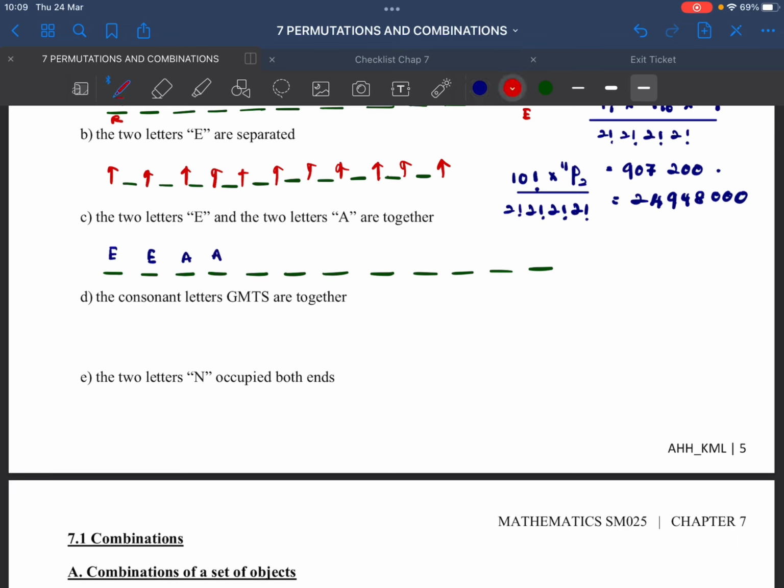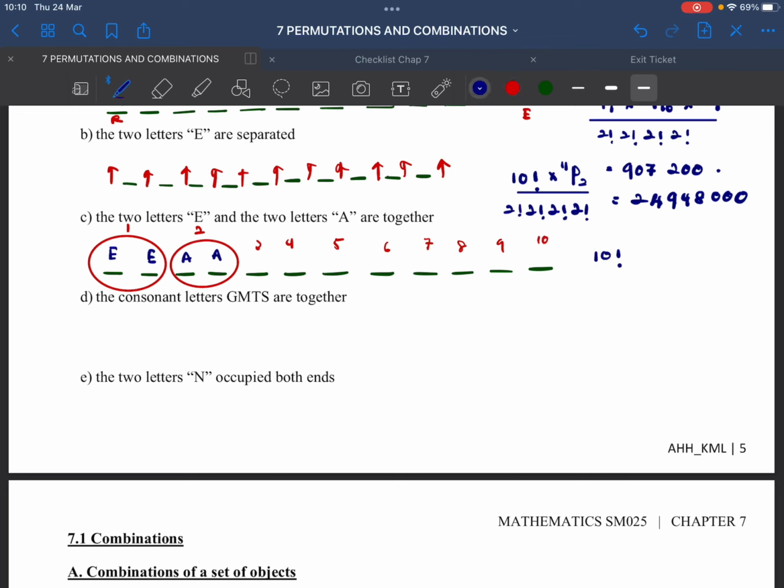Okay, bila dia cakap together je, buat circle. Okay, 2 letter E kena together. 2 letter A kena together. Okay, so yang ni dikira sebagai 1, ini dikira sebagai 2. Okay, and the rest tu sambung kira 3, 4, 5, 6, 7, 8, 9, 10. So that's gonna be 10 factorial.